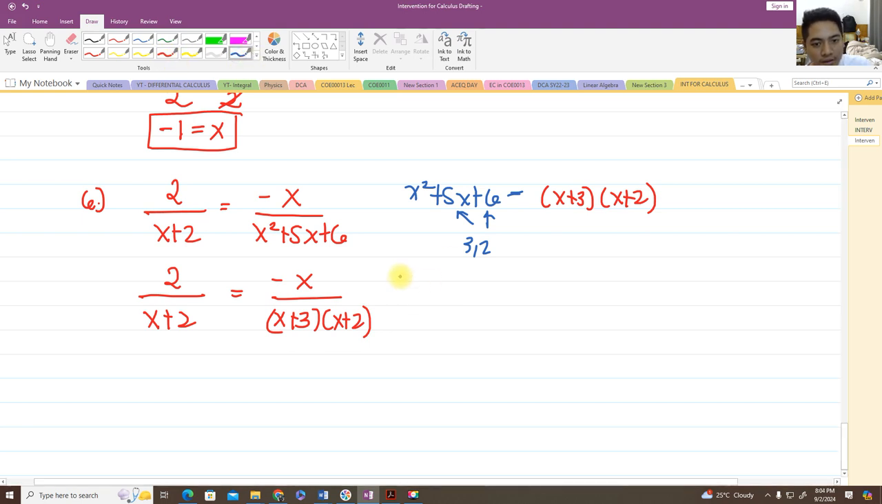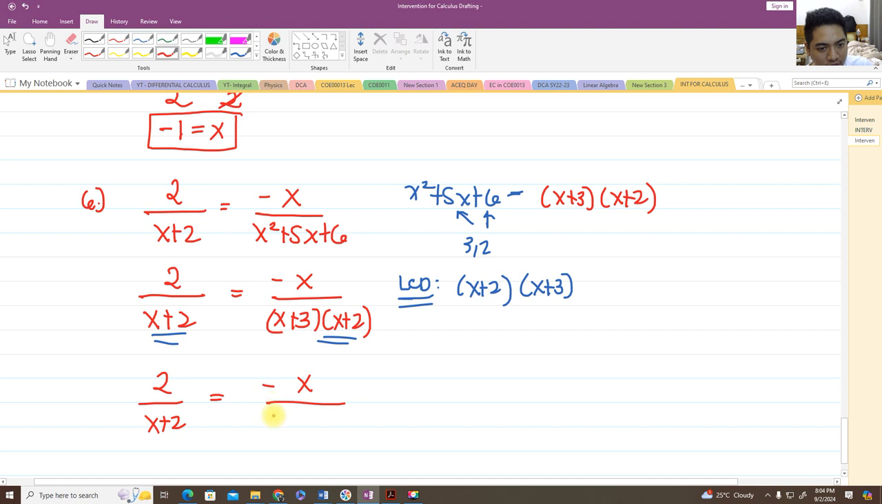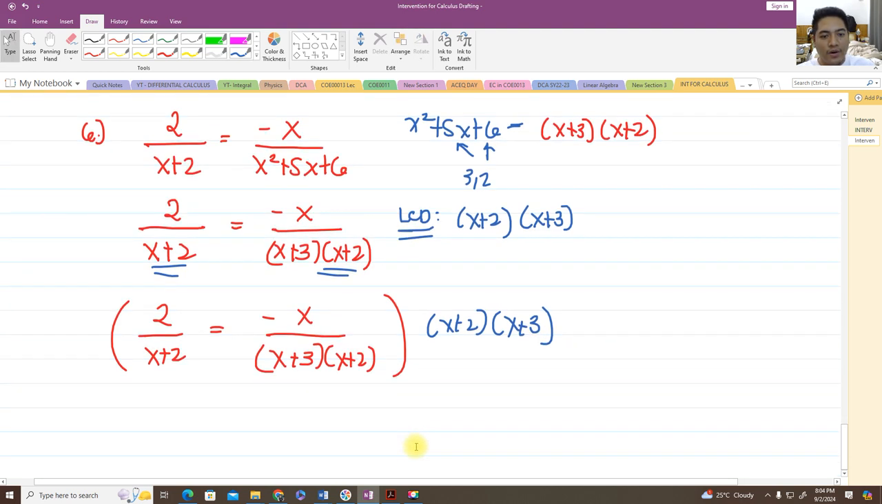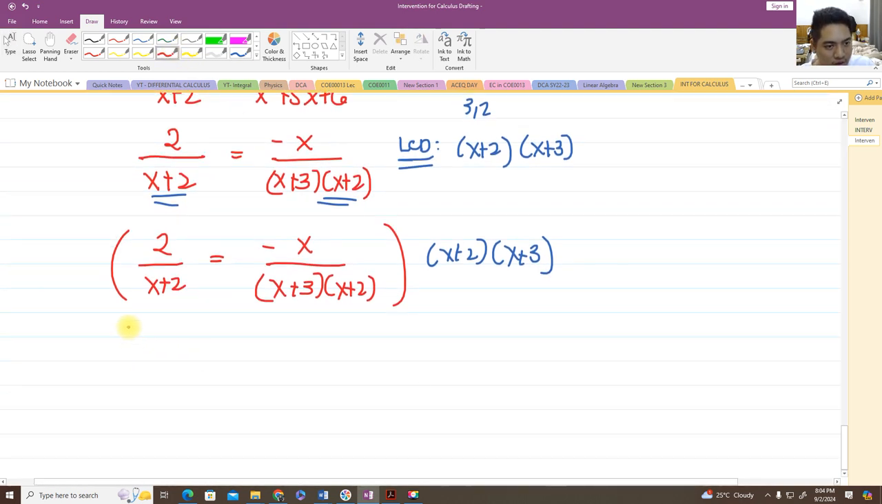So the LCD, these are repeating. We can see x plus 2. So obviously we need to have x plus 2 here. And then we have x plus 3 also. So that would be 2 all over x plus 2. Then negative x all over x plus 3 times x plus 2. We multiply the whole equation by x plus 2 and then x plus 3. Alright, so that's what we are going to do. So you have 2 times x plus 2 times x plus 3 all over x plus 2.